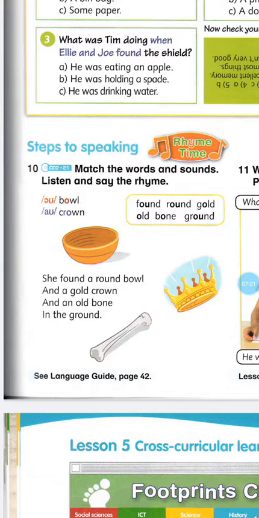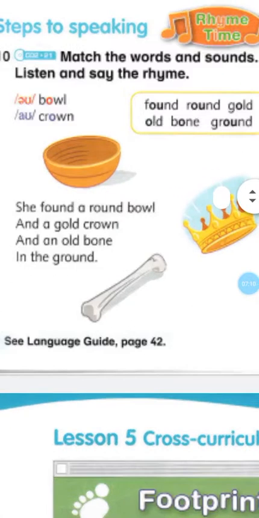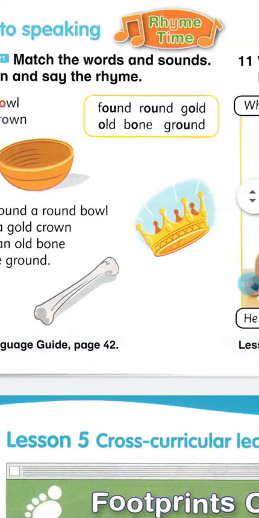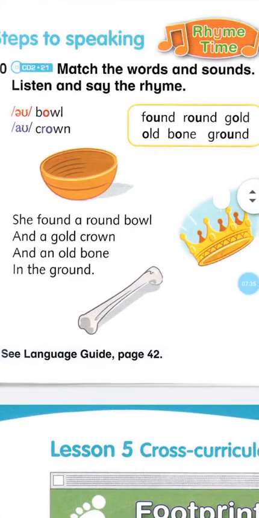Well done. Now read these sentences on your own, please. Let's read them. She found a round ball. And a gold crown. And an old spoon. In the ground.